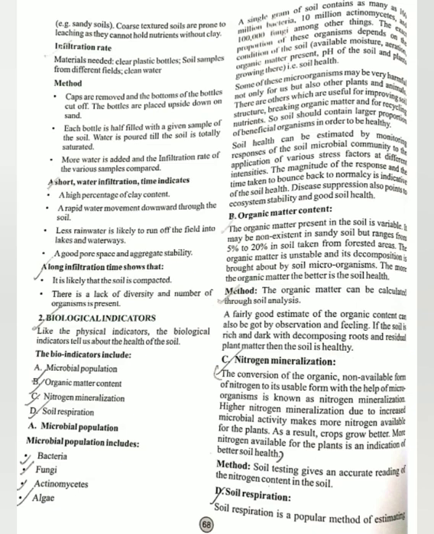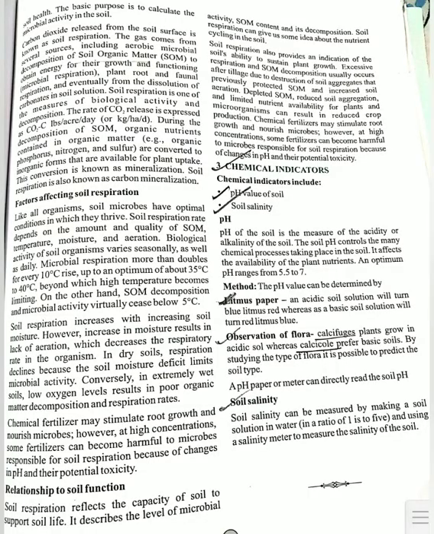Next is soil respiration. So, it is a popular method of estimating soil health. Carbon dioxide that is released from the soil surface is known as soil respiration. The gas comes from several sources, including aerobic microbial decomposition of soil organic matter or SOM to obtain energy for their growth and functioning.